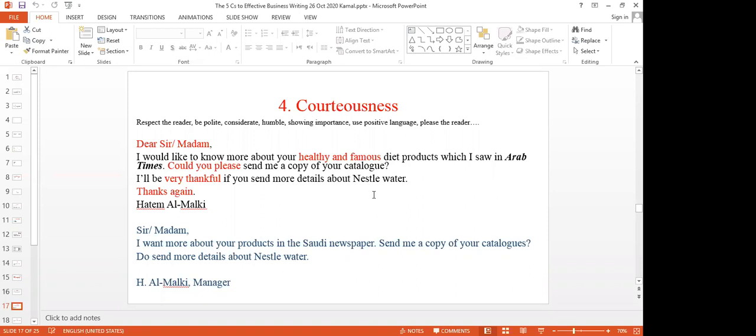And remember, brothers and sisters, or sisters and brothers, as you like, these values are very important in our daily life. We should respect others in general. We should be polite with others. We should be considerate and humble, show importance, please others, and use positive language whenever we talk or write.